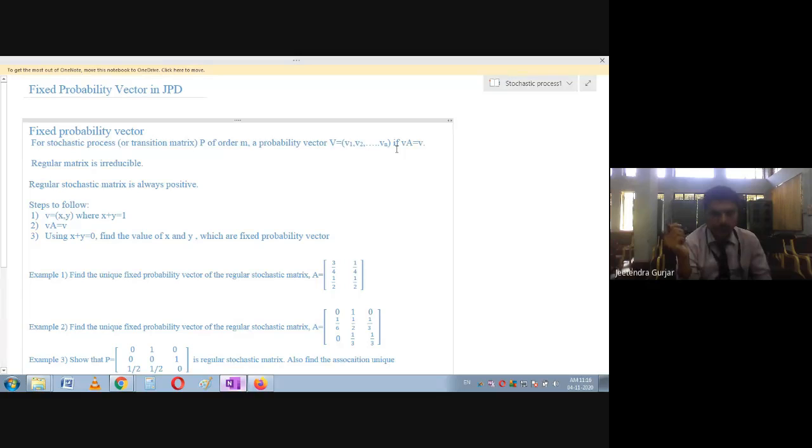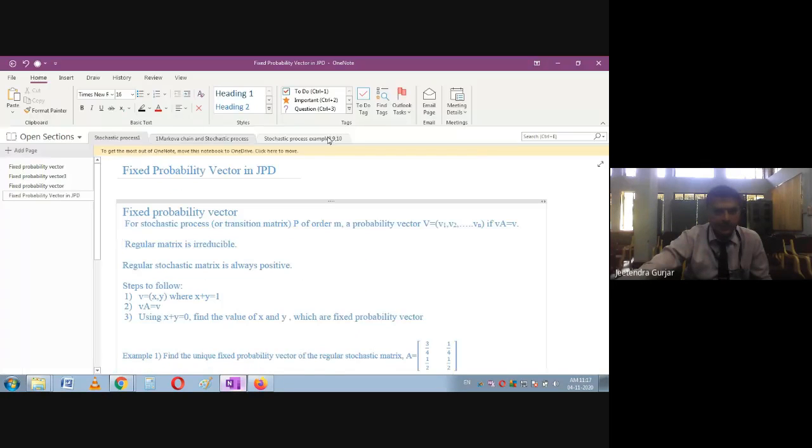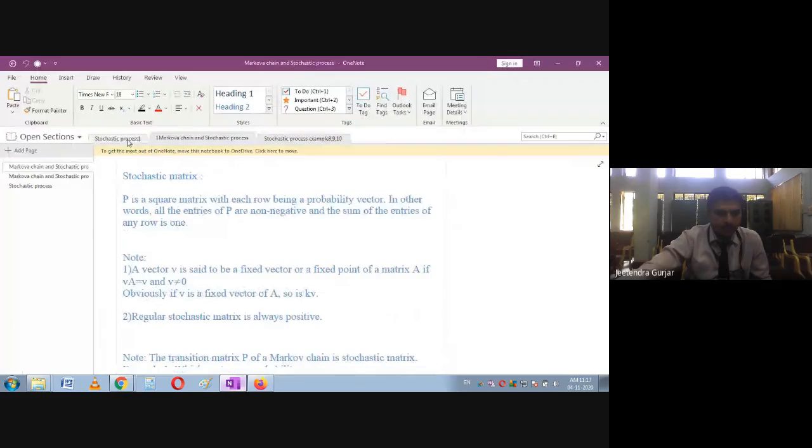In the internal test, they are going to ask one mark questions. What is the condition for a fixed probability vector? Even if this unit is not there, in the next test they may ask the condition, and you have to write VA is equal to V. That is a fill in the blank. Also remember that a regular matrix is irreducible and a regular stochastic matrix is always positive. I have already gone through this in the last class.